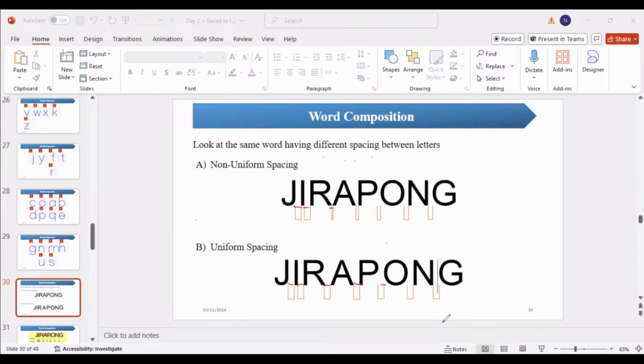So if you look at these two words, you can see that the first one is much more familiar to us, right? The second one is a bit confusing, right?